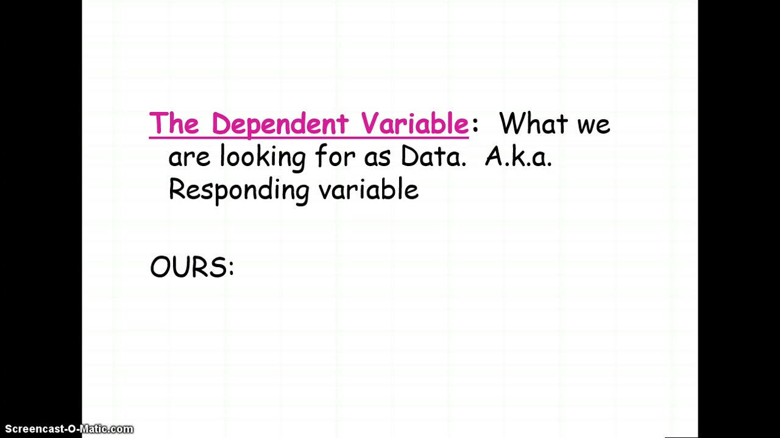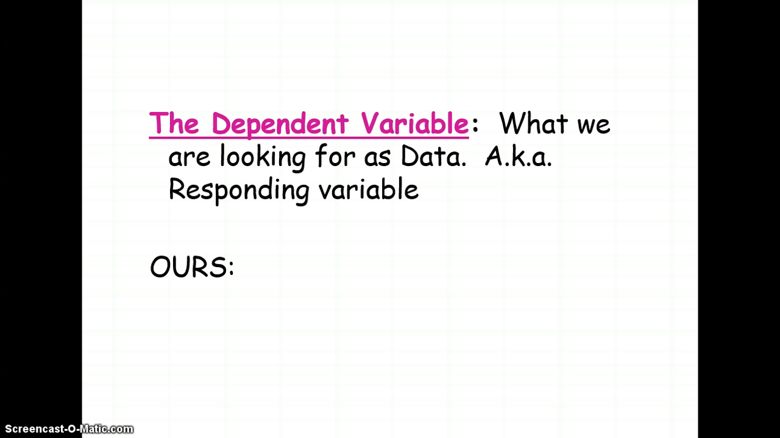All right, so we had our independent variable, and our independent variable is what we changed, and we made sure that we included an experimental group that received the change and then a control group that did not. Our other variable is called the dependent variable, and that's what we're going to be looking for. It's what we're going to write down. It's sometimes called the responding variable because it is going to respond to what we changed.